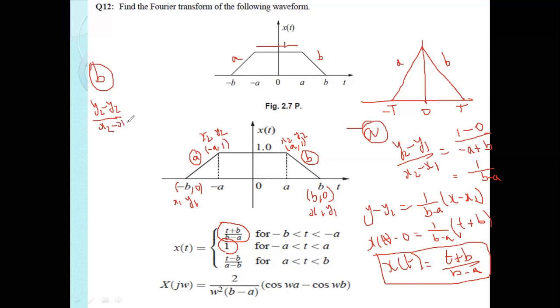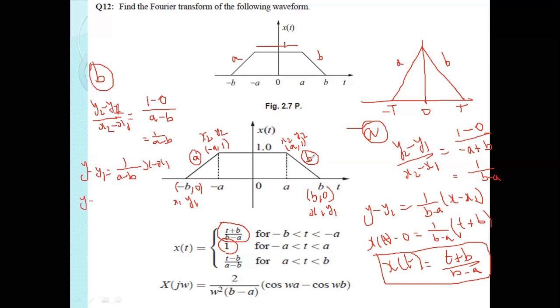M is equal to, what is y2? 1. y2 minus y1, y1 is 0, whole divided by x2 minus x1, which is a minus b. The slope is 1 by a minus b. So what is the slope equation? The straight line equation is y minus y1 is equal to 1 by a minus b into x minus x1.